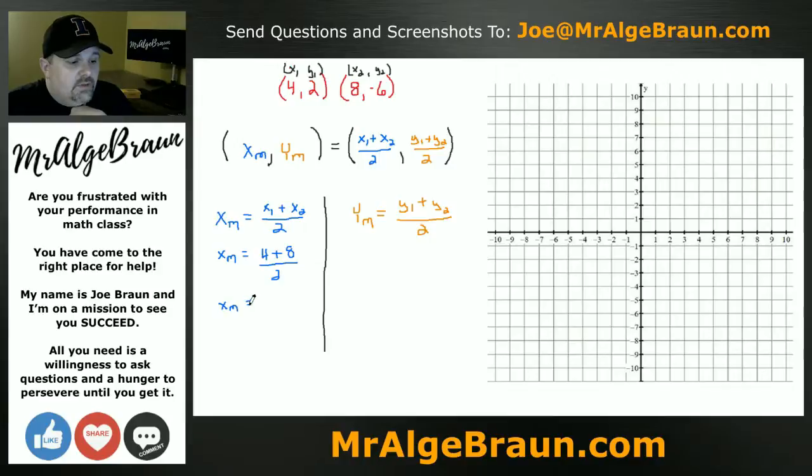So x sub m is going to equal 4 plus 8. We'll do it in the order that it is there. So that would be 12, and 12 divided by 2 is 6. So we do write a 6 here, okay?